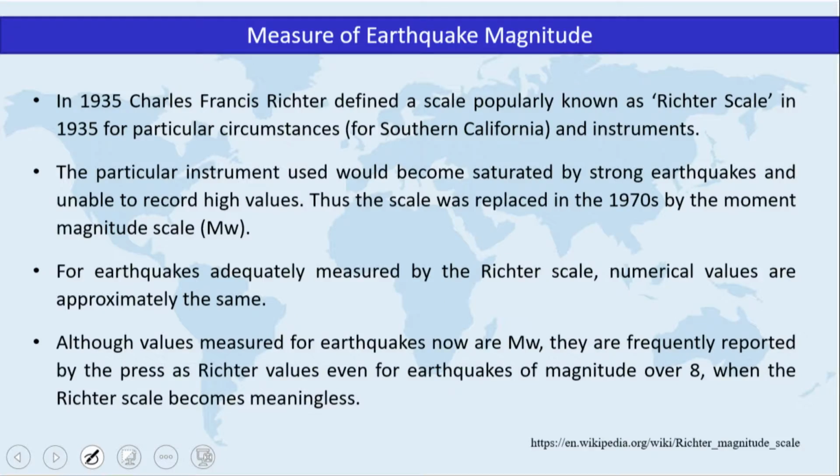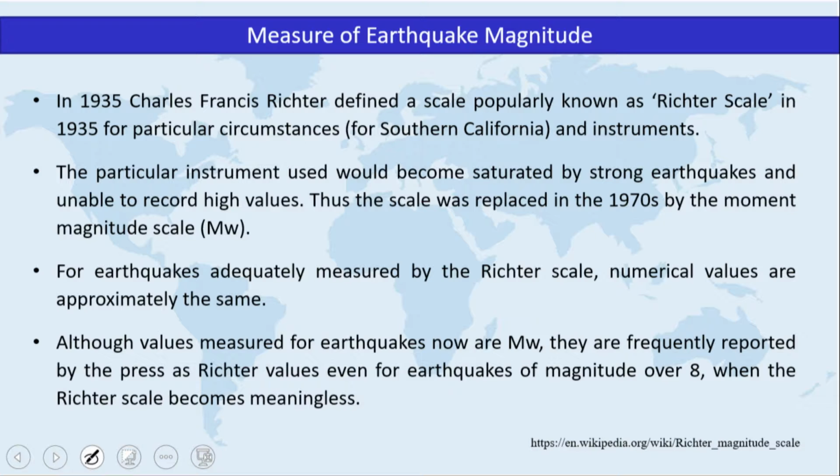So how to express this magnitude? That was bothering the scientists for quite a long time. How can you say that this is a 10 magnitude or 5 magnitude? So in 1935, Charles Richter defined a scale popularly known as the Richter scale. That is what popularly we all know. But that has several drawbacks, and in the 1970s, another scale was defined called moment magnitude.